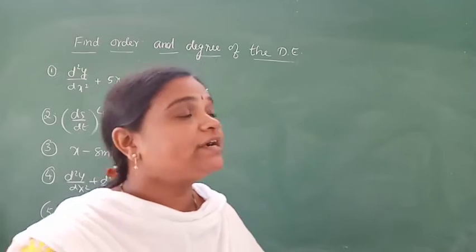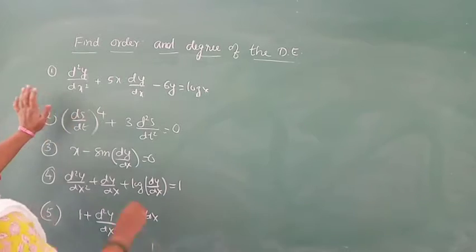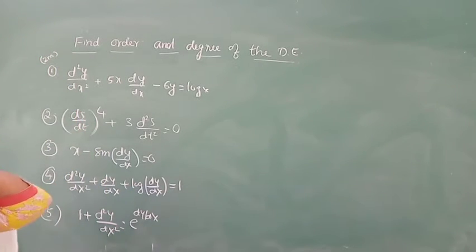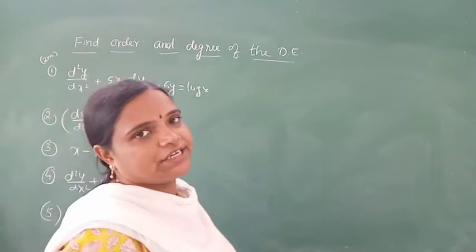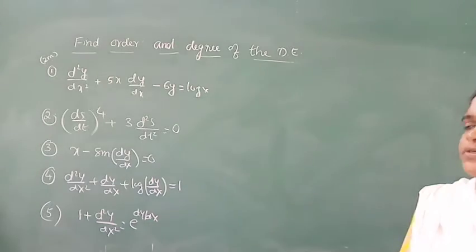Now today we will find the order and degree of the differential equation. Such type of examples are very important and occur in exams as 2 marks questions. Order carries 1 mark, degree carries 1 mark. And last class we discussed the definition of order.